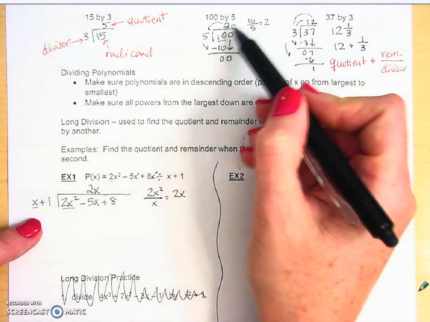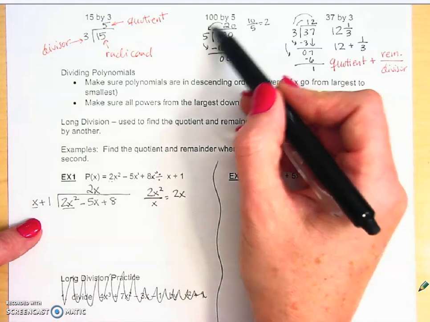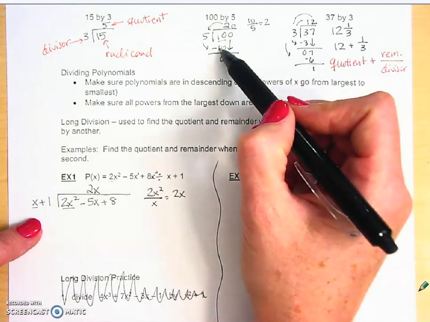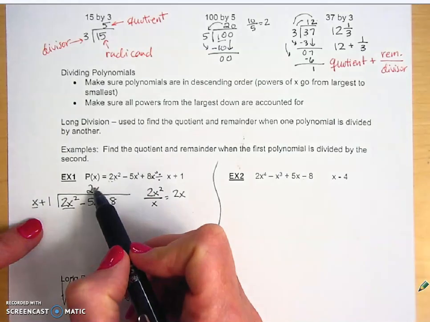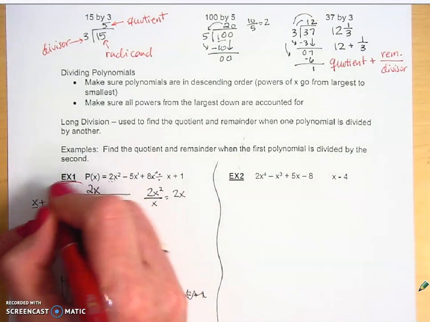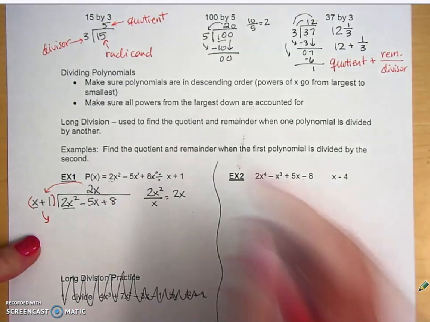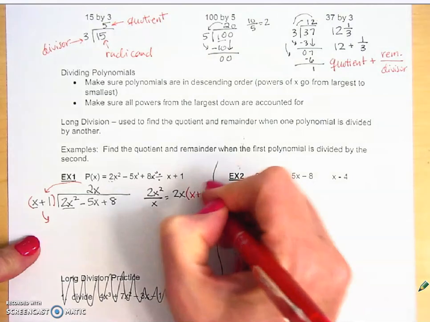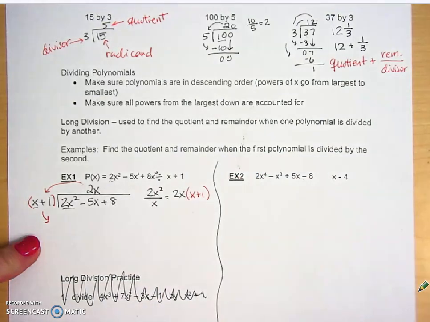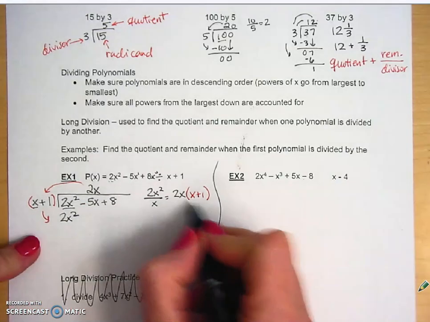So then in this problem, what I did next was I did 2 times 5. I did the quotient times the divisor and brought it down. So here, that's going to be the 2x times the x plus 1, the whole thing, and then bring it down here. So I'm going to do 2x times the x plus 1. So that is 2x squared plus 2x.